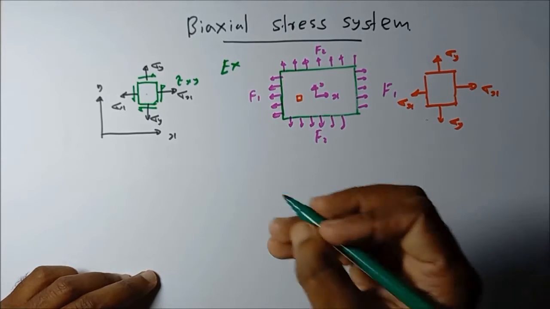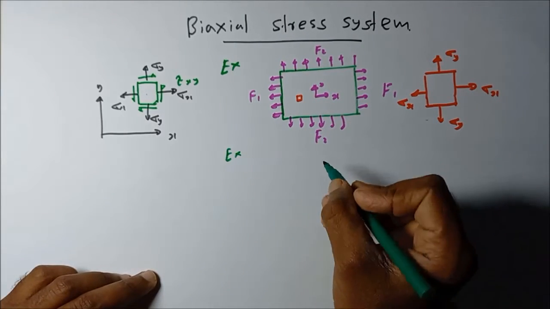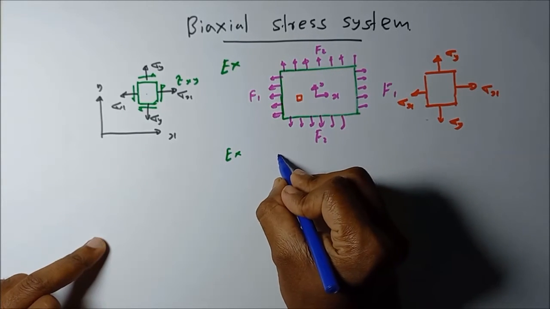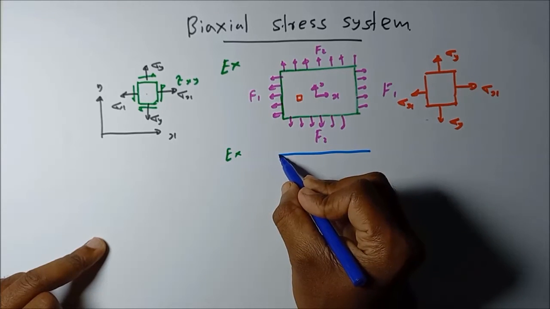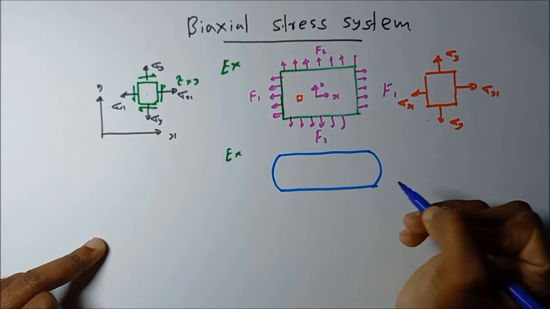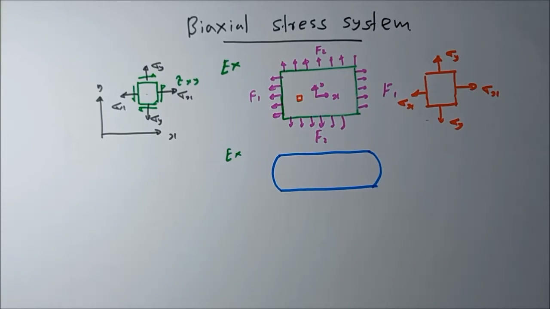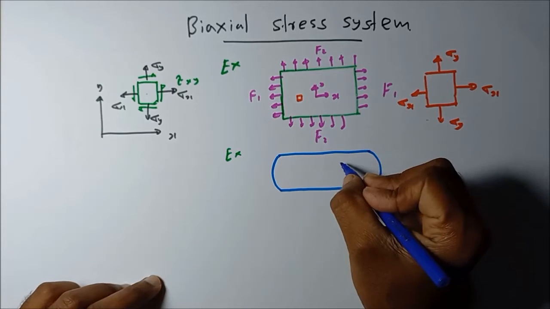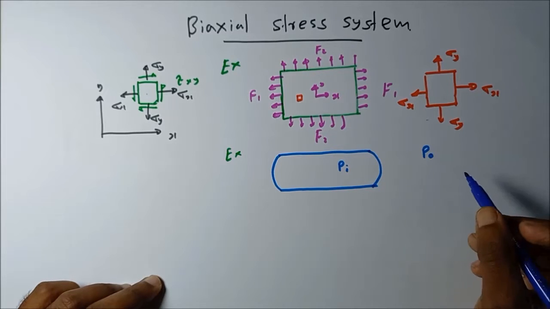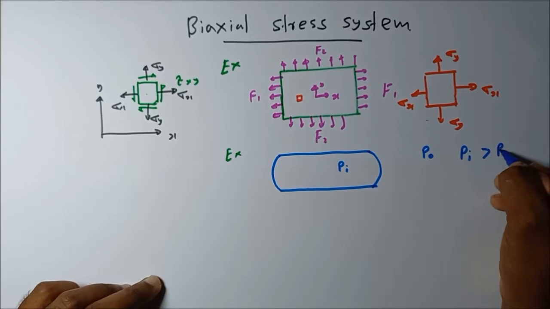Another example is the pressure vessel. I think you all know what a pressure vessel is. Pressurized fluid containers are called pressure vessels. Gas storage tanks, fluid storage tanks, acetylene cylinders, oxygen cylinders, these are called pressure vessels. Normally the internal pressure is greater than the atmospheric pressure, so Pi is greater than Po.